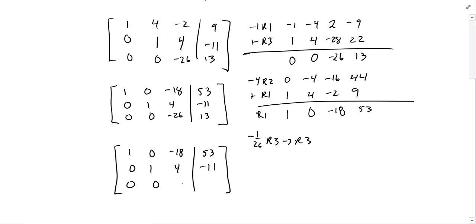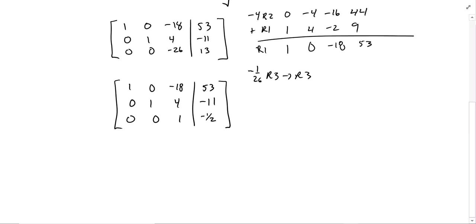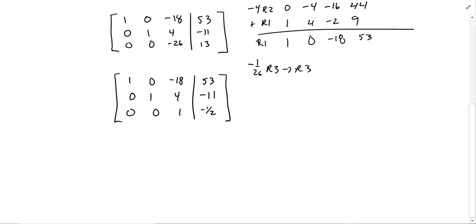Negative 26 divided by negative 26 is going to give us just positive 1. And then let me get rid of that positive sign, that's going to be confusing later on. And then 13 divided by negative 26, well, that reduces nicely. It's minus 1/2. 13 is half of 26. Okay, so I got the 1 there, and now I need to make the zeros above that.